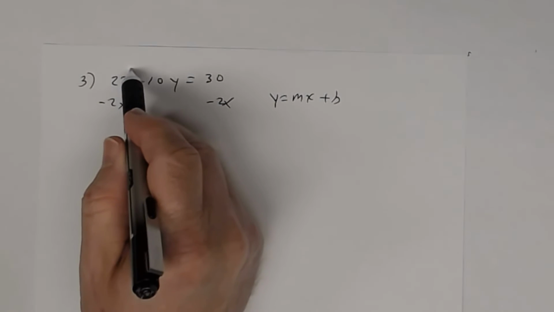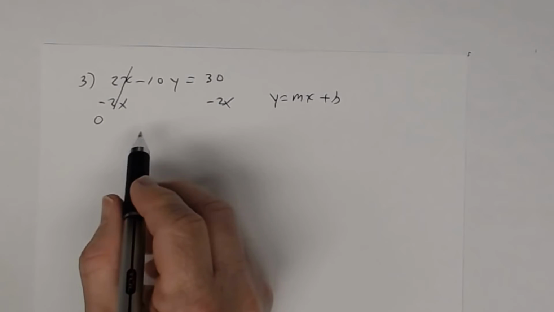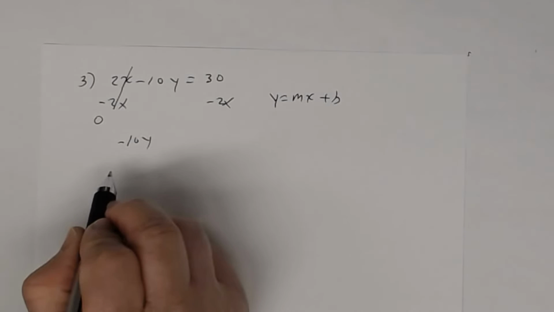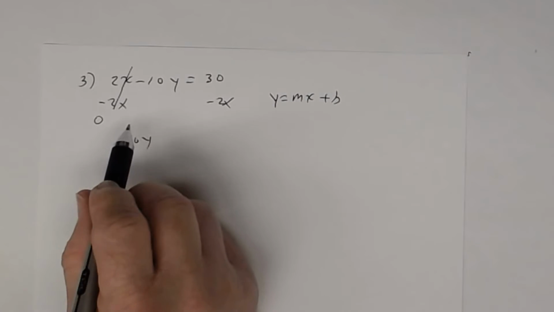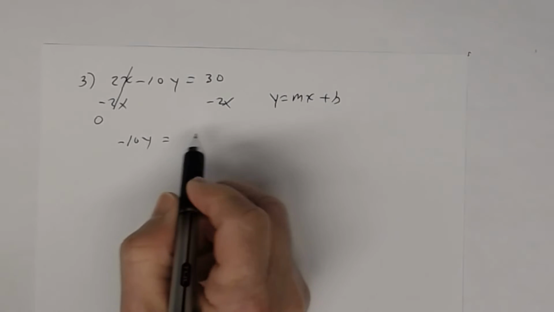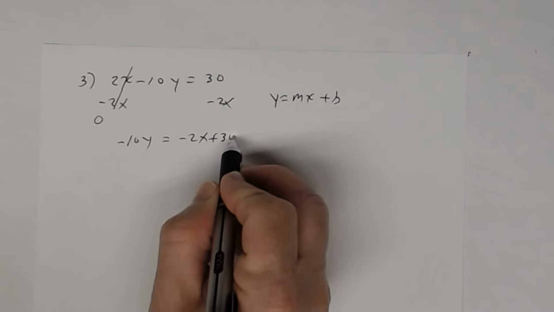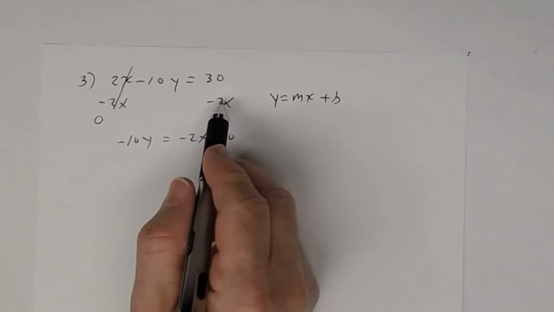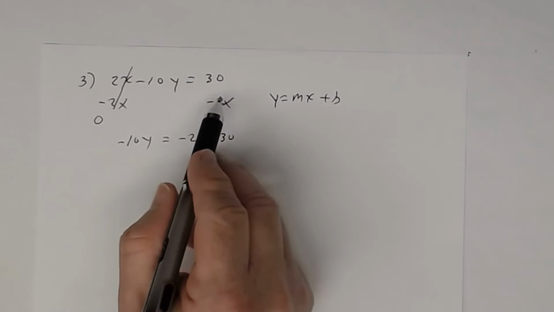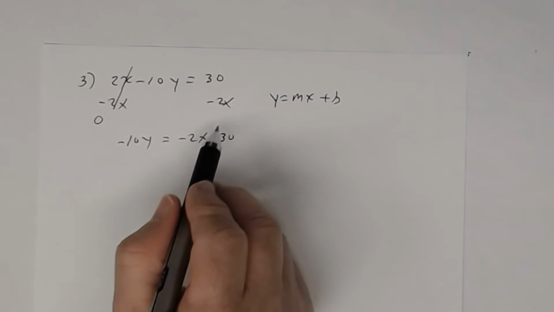And then combine like terms, 2x minus 2x is 0. 0 minus 10y is a negative 10y. Okay, so be careful. It's not 10y, it's a negative 10y. Equal, and then negative 2x plus 30. Those are not like terms. This has an x, this does not. So that's a constant, that's a variable term.